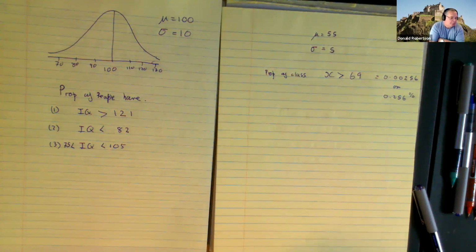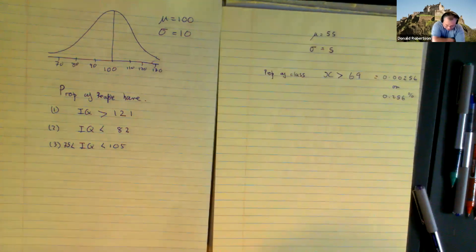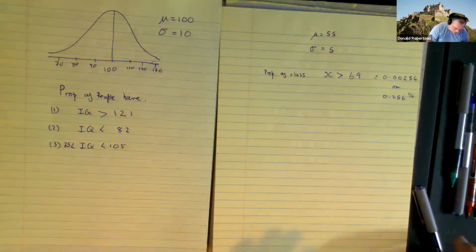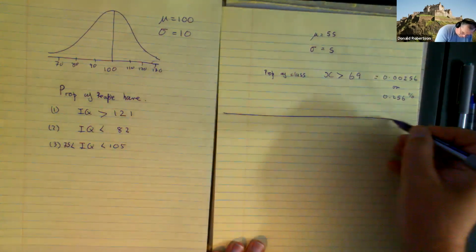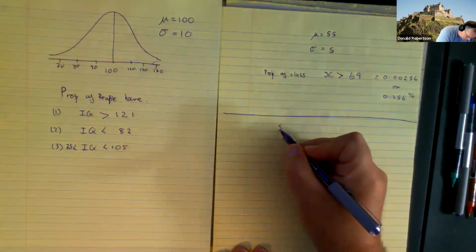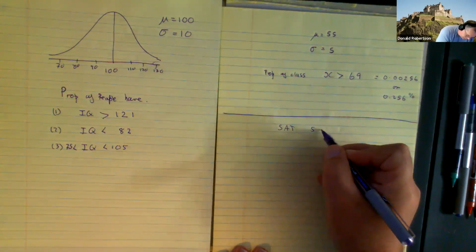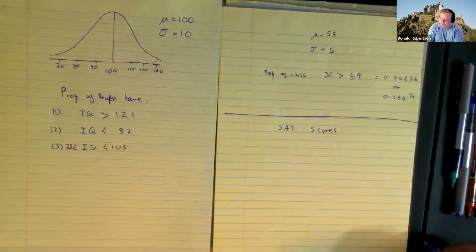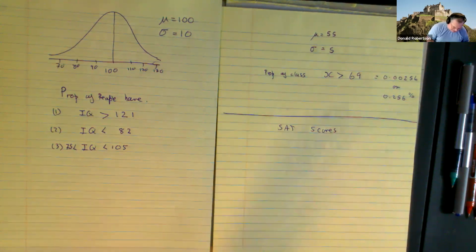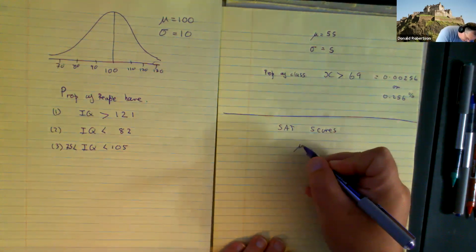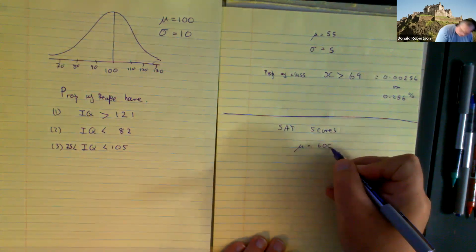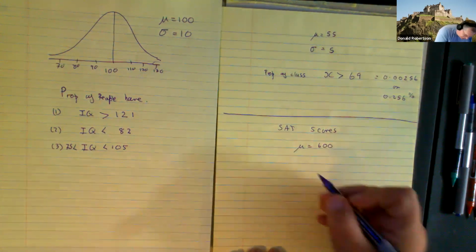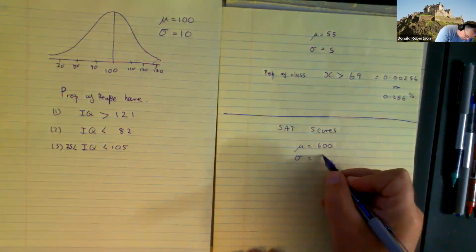Now, there are a number of different ways in which this information is sometimes used. There are SAT scores. Has anybody ever done an SAT score? I'm not going to ask you your score. It's not my job to know that, right? Let's just pretend that the mean of an SAT was 600 and that the standard deviation was 42.